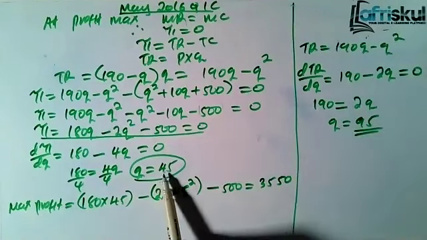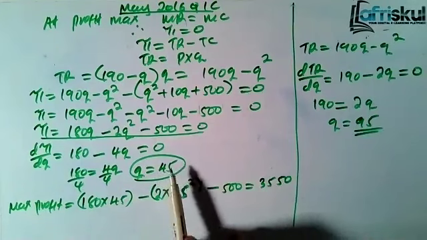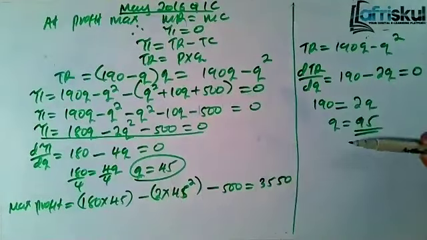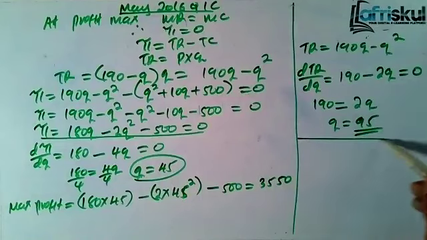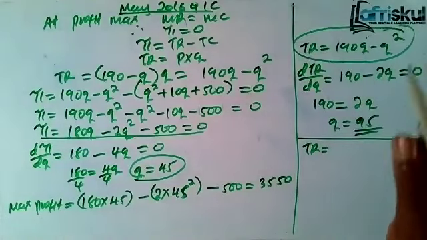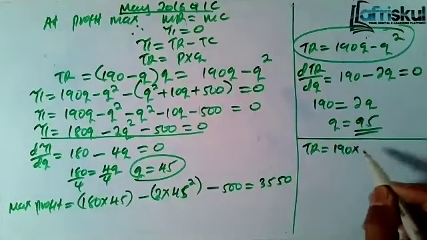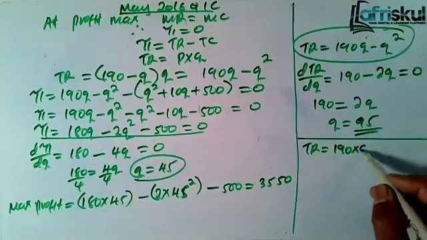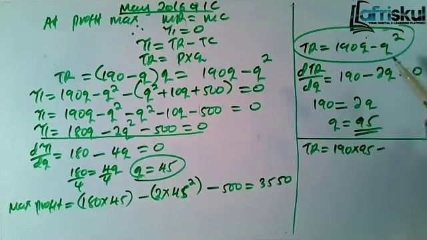Now this is what we call the quantity to maximize total revenue. Here we had gotten 45, which is the quantity to maximize profit. So now this is what the examiner wanted, the quantity to maximize the total revenue. In case the examiner asks you about the total revenue, which is not part of this question, you already have the total revenue function here. You just take 190 times Q, our Q is 95, minus Q squared, which is 95 squared, and you get that.